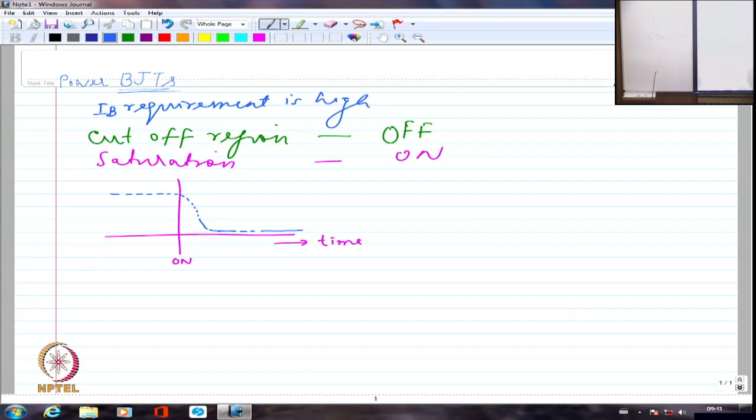Similarly, if I look at the current, it might start off like this. It will be very, very small, equivalent to the leakage current, and it has to essentially increase like this and go to whatever the rated IC value is. So this is IC rated, this is VCE saturation. The voltage corresponding to the saturation voltage will be 0.7 volts or something, whereas the current is whatever the rated current of that particular device is.